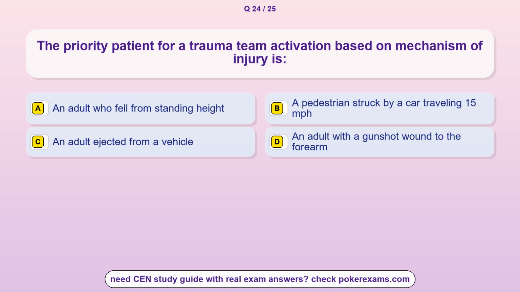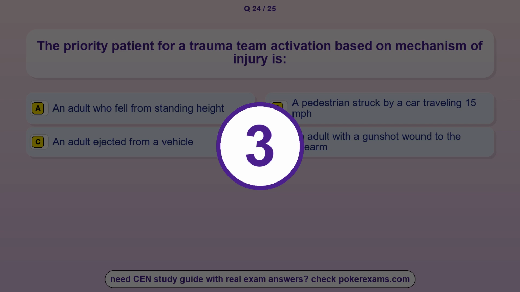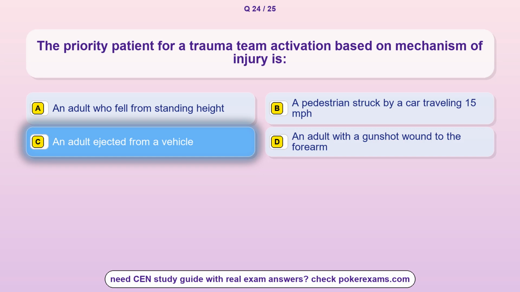Question 24. The priority patient for a trauma team activation based on mechanism of injury is option A, an adult who fell from standing height. Option B, a pedestrian struck by a car traveling 15 miles per hour. Option C, an adult ejected from a vehicle. Option D, an adult with a gunshot wound to the forearm. The correct answer is option C, an adult ejected from a vehicle.